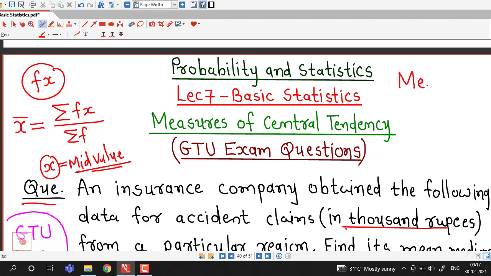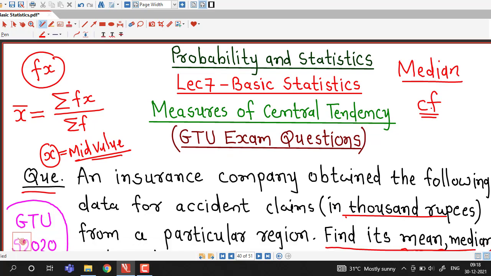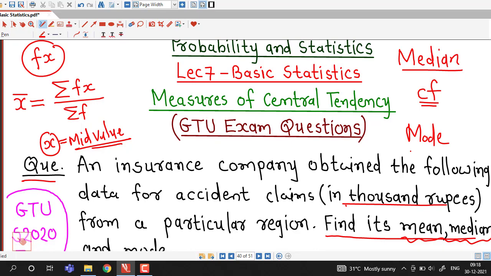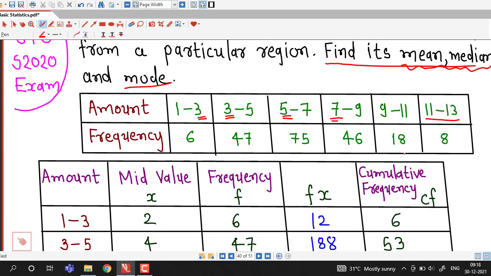For median we have to decide the median class, and for the median class we require the column of cumulative frequency. So we will prepare one column for cumulative frequency. And we have ready-made formulas for median and mode. For mode we don't have to prepare any other column. We will decide the modal class by considering the highest frequency, and we have a ready-made formula for mode of a continuous frequency distribution also. So here I have prepared this table.